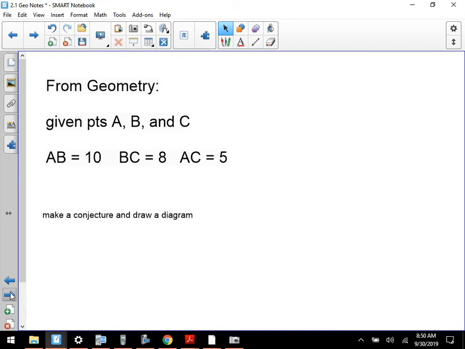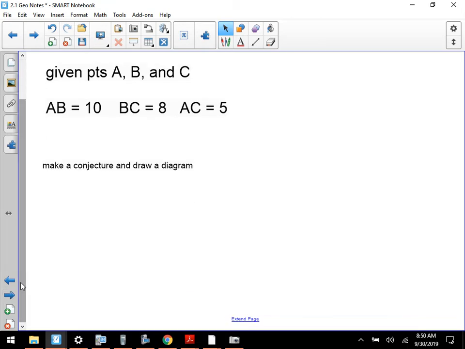So you're saying given points A, B, and C, AB is 10, BC is 8, AC is 5. If you have points A, B, and C, you're given lengths. It's not a line. Why is it not a line? Because AB and BC add up to 18.